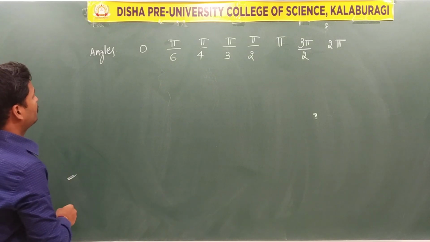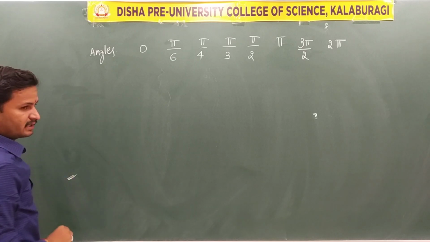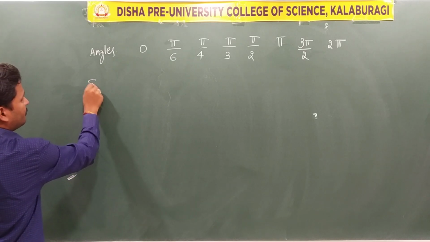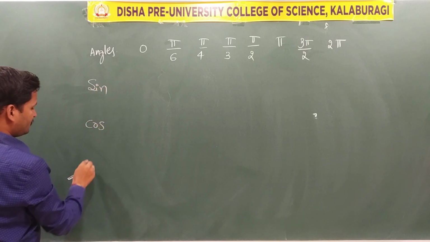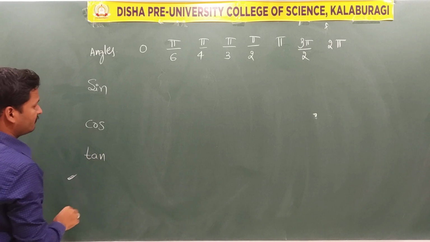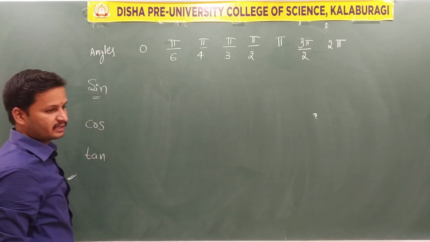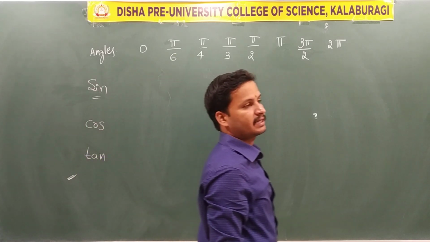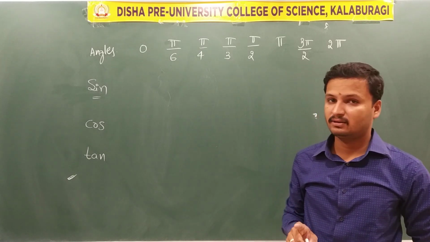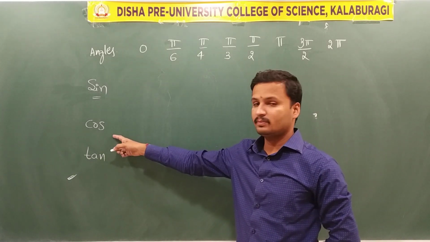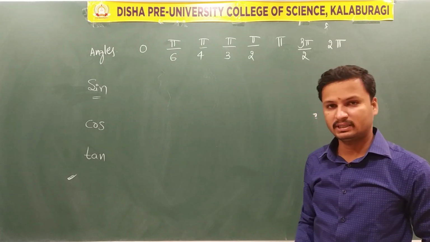So here I will take the trigonometric functions. This is the sine function, cos function, and tan function. I will define only these three, because if you know the sine function, then definitely sine is the reciprocal of cosec theta, and cos theta is the reciprocal of secant theta. Next, tan theta is the reciprocal of cot theta.